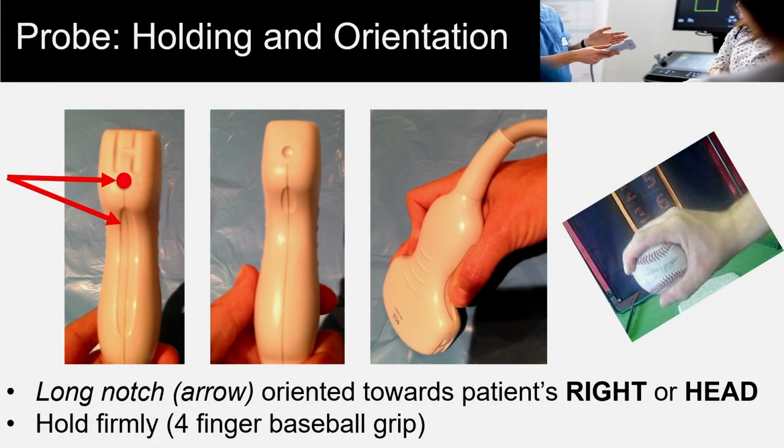An important part of basic ultrasound is to understand how to hold a probe. Now, when I teach my students, they vary all over the place. Some hold it like a wire, some hold it very loosely, some hold it like a hammer. I think the best way to hold it is firmly, like a four-finger baseball grip. I want you to hold it on either side along the curved edges, just like it is shown, and it'll give you the best contact.